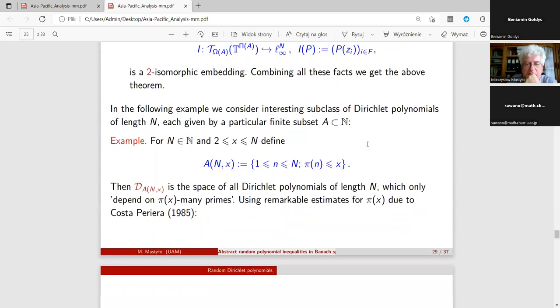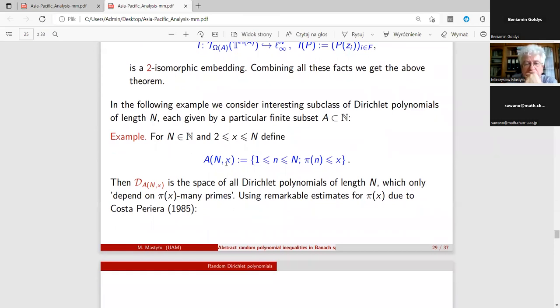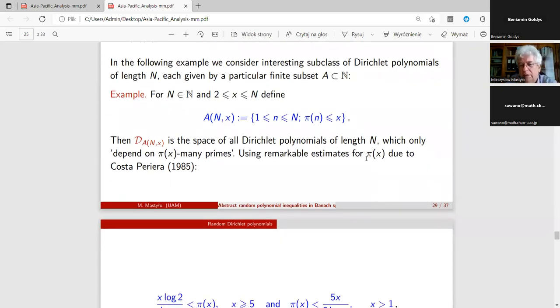Dirichlet polynomials. So, a very interesting case is the following. Whenever n is fixed, capital, and x is between two, and we build the following set. And then this space of Dirichlet polynomials is exactly called the space of Dirichlet polynomials of length n, which only depends on p of x many times. So now in this case, we can control this number.